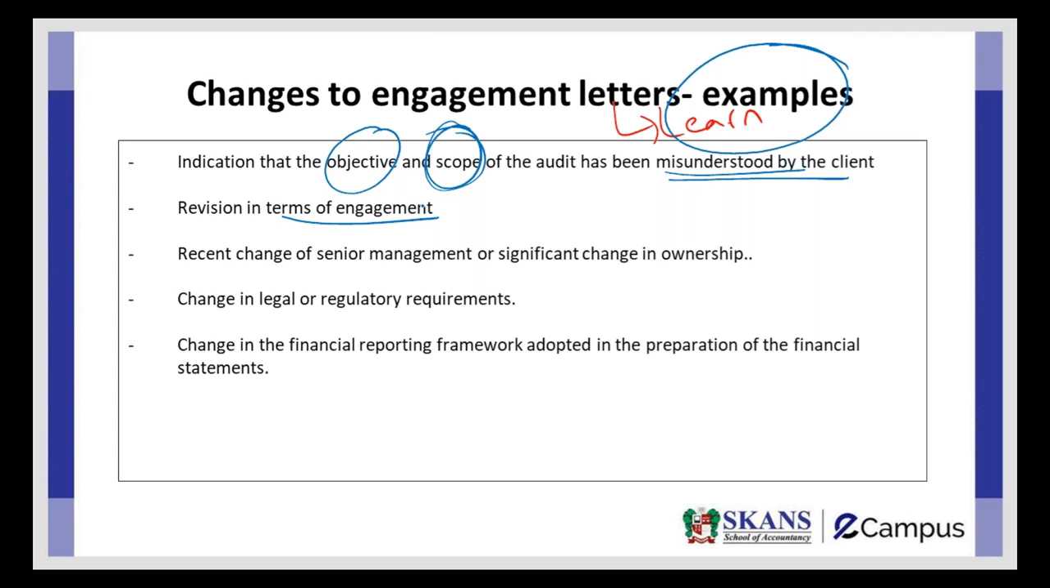Maybe the terms of engagement have changed. Maybe the basis of fee has changed. If there's been a recent change in the management or ownership of the client, if the regulatory requirements have changed, or maybe the reporting framework has now changed. So if there are any indications that some of these contents have changed, then you will need to review the contract that was initially signed and then maybe make a new or amended engagement letter.